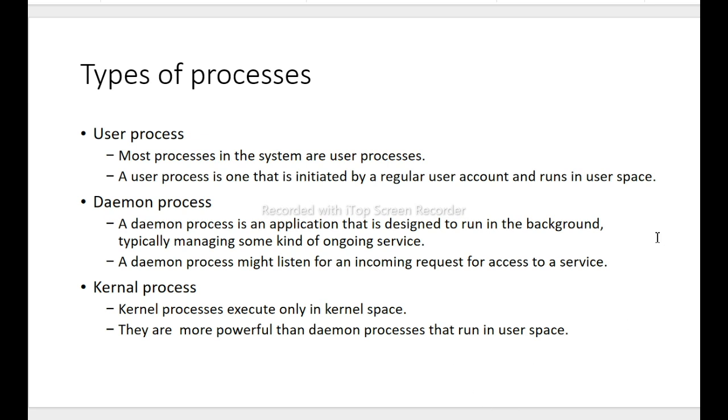The next type of process is called the kernel process. The kernel processes execute in the kernel space. They are considered to be more powerful than the daemon processes. The behavior of the daemon processes can be changed by modifying the configuration files or changing the state of the services, whereas the kernel processes cannot be changed in a similar manner. However, changing the behavior of the kernel processes may require recompiling the kernel itself.